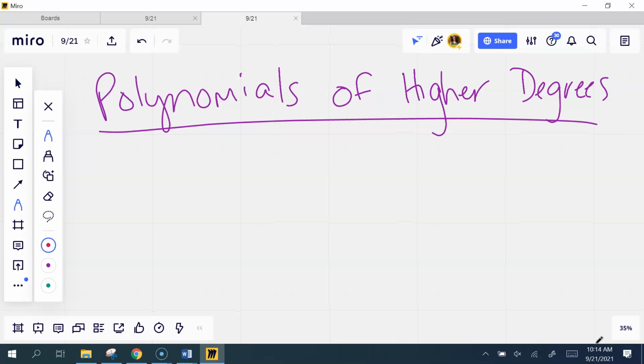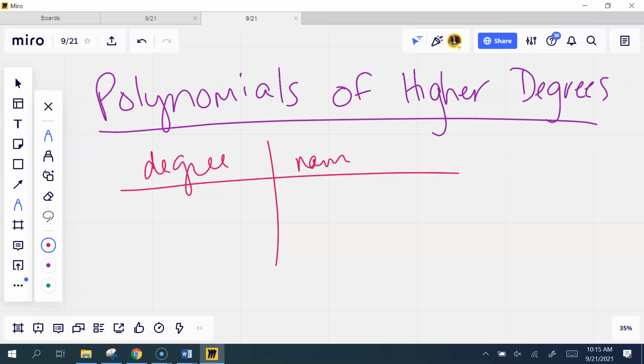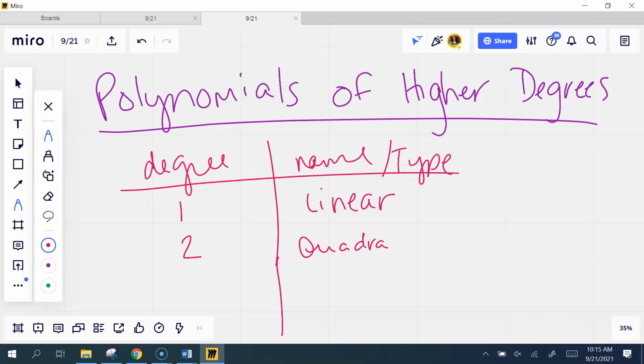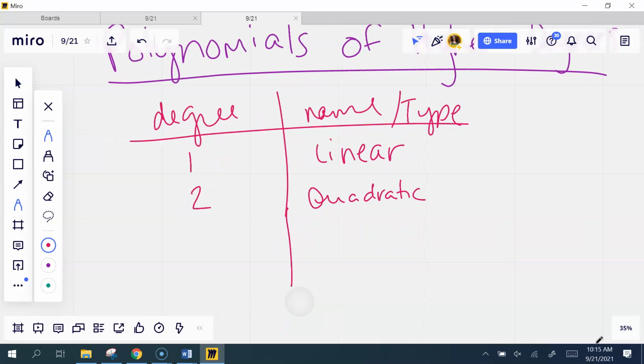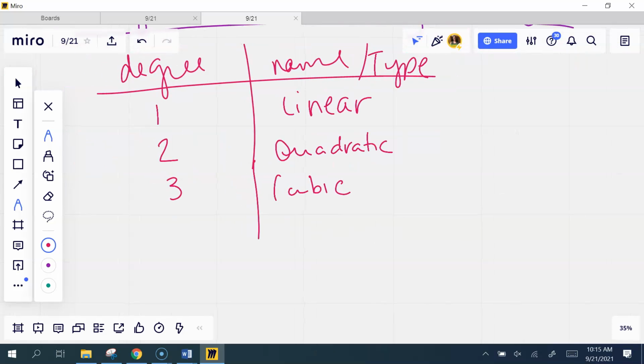So we know that if it's a degree, let's just talk about what they're called first. We know if it's a degree of 1, what's the type? Linear, that's right. If it has a degree of 2, what's the type? Right? Then we start getting into a little bit higher degrees, a little harder to work with. How about a degree of 3? A cubic. What about 4? Anybody remember? Somebody said it. Quartic?